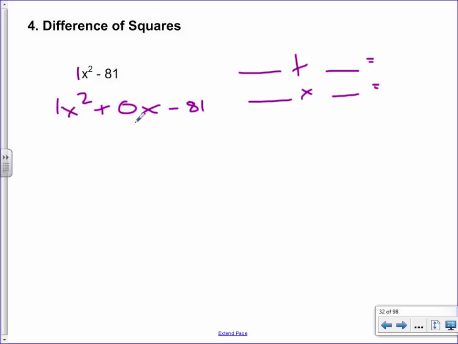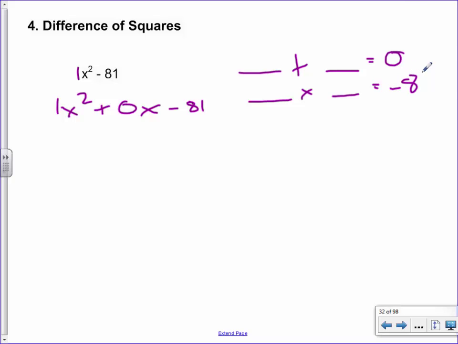The middle term, since there's nothing there, needs to add to give 0. It's actually really hard to have 2 numbers add to give 0. The only way is if it's the same number, one positive and one negative. If it's negative 5 and plus 5, that'll add to give 0. Negative 6 and plus 6 will add to give 0.